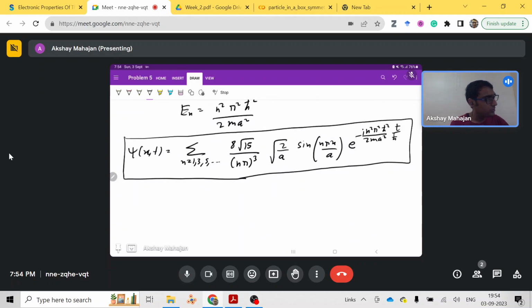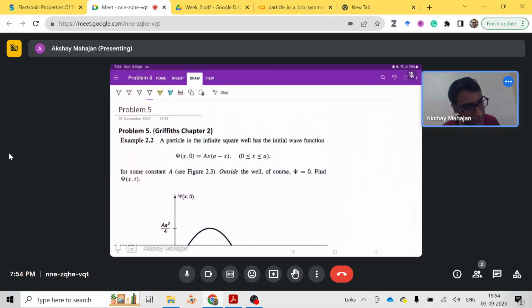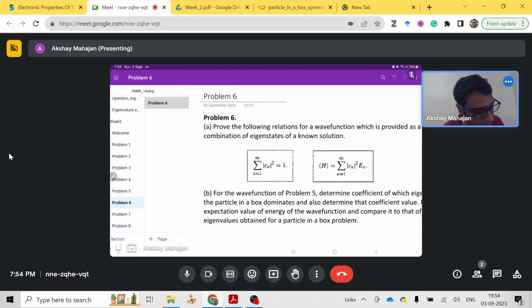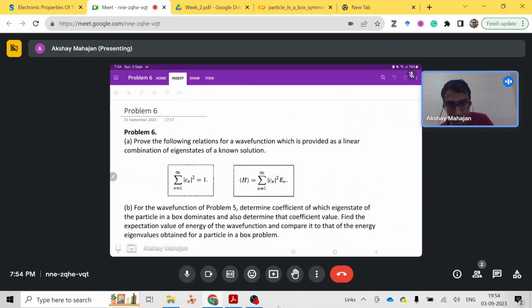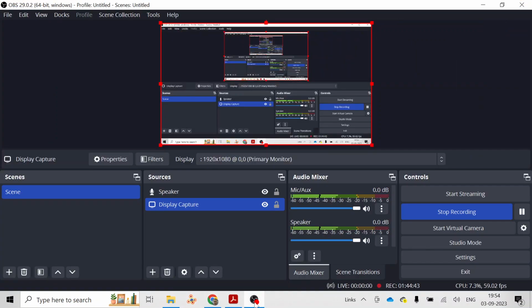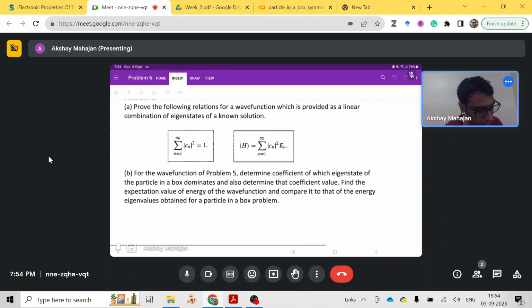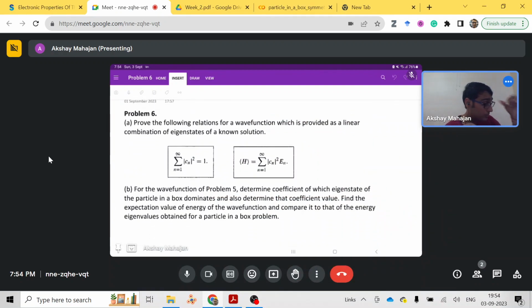Alright, so this is how we find our psi x comma t, and that is what we have to do in this problem. Now let's go to problem number 6. Which time do we have now? Okay, we have only 16 minutes. Let's quickly solve this problem number 6.